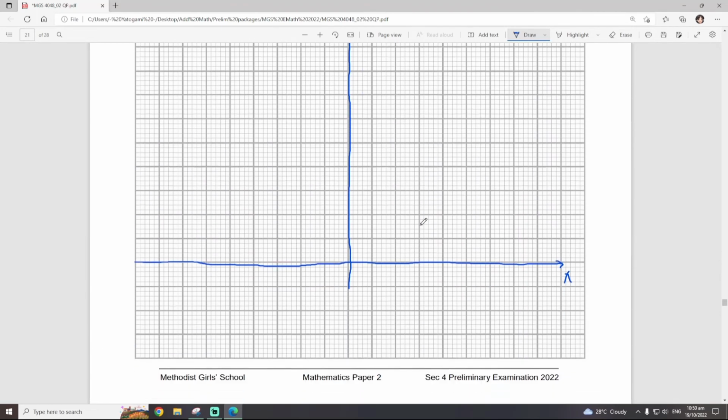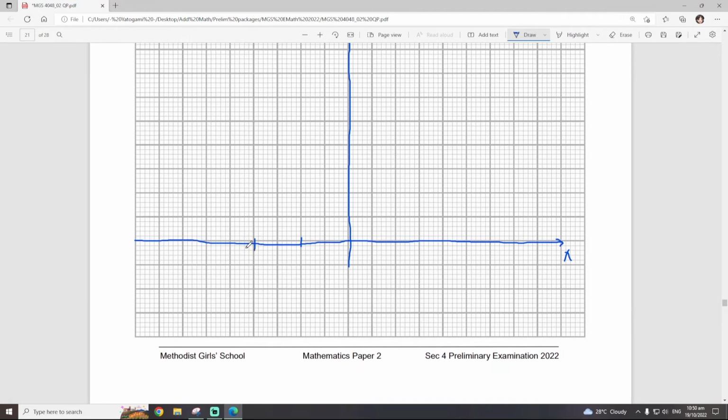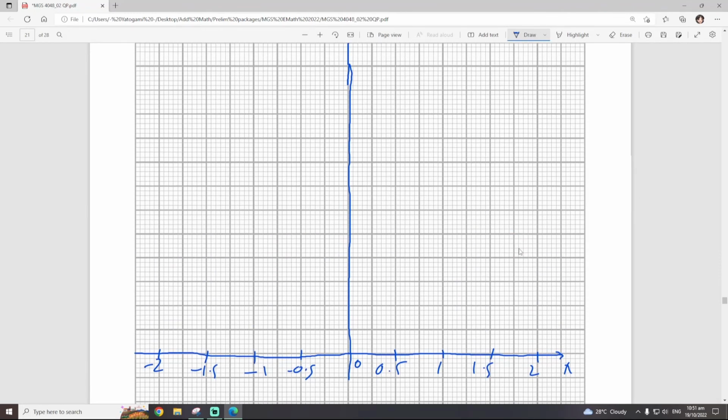Okay, so let me just plot the points. So we need to actually draw the graph paper ourselves this time, although in the recent O levels, I think they drew it for you. So this is minus 2, minus 1.5, minus 1, minus 0.5. This is the origin. This is 0.5, 1, 1.5, and 2. Okay, and then y, this is 1, 2, 3, 4, 5, 6, 7, 8, 9, 10, 11, 12. You get the idea.